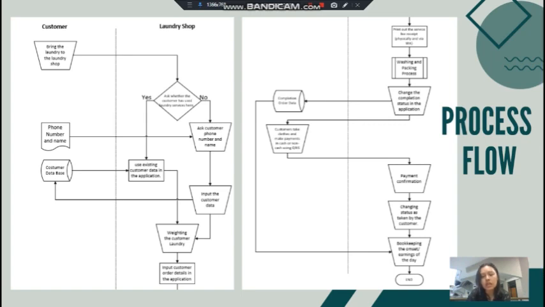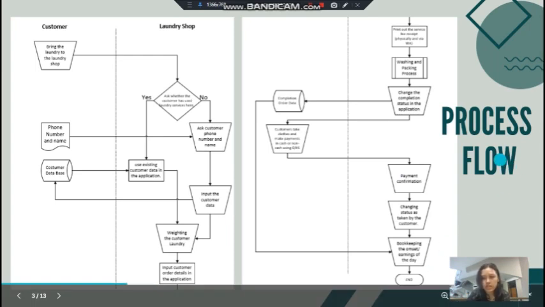This will notify the customer that their laundry is already done. And then once it's done, the customer can take their clothes and make payments, either cash or non-cash. And then once the payment is confirmed, it will automatically change the status in the application as taken by the customer. And the next worker will do the bookkeeping of the offset and earnings of the day.